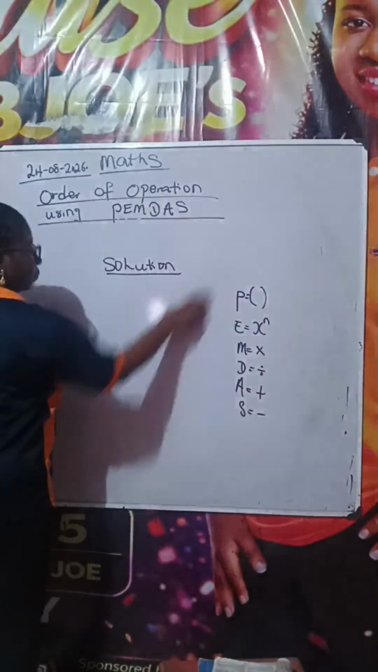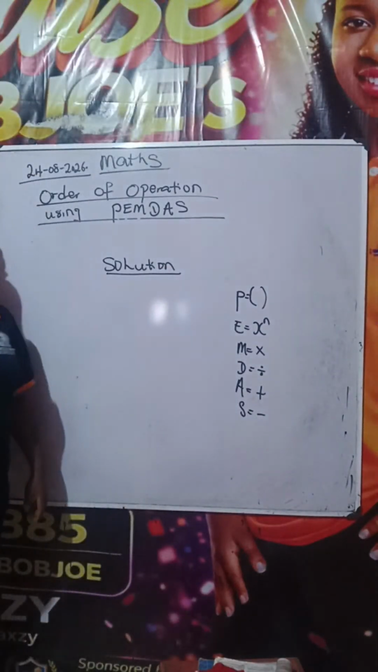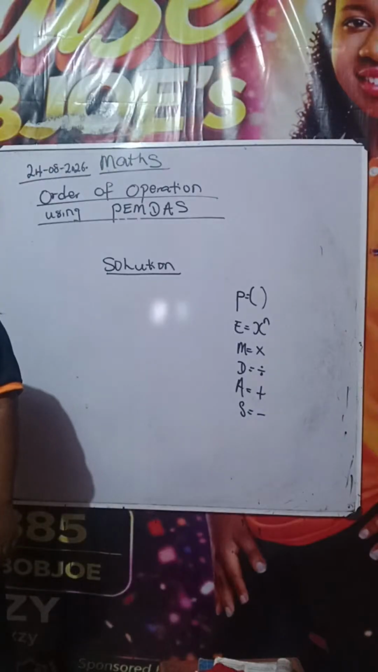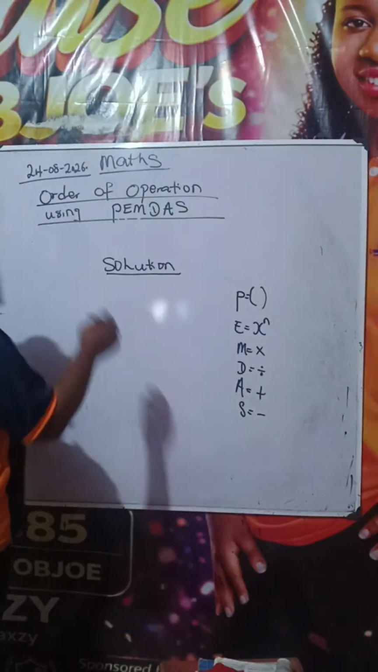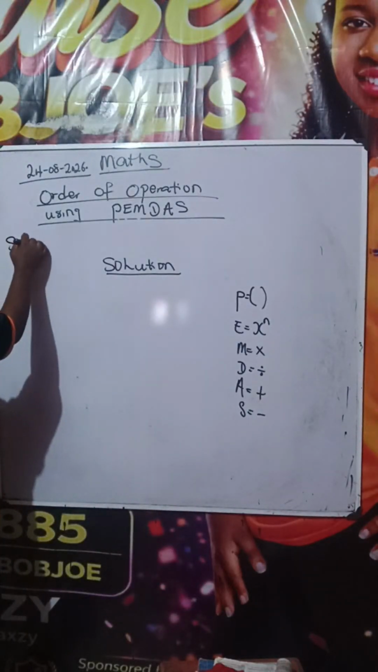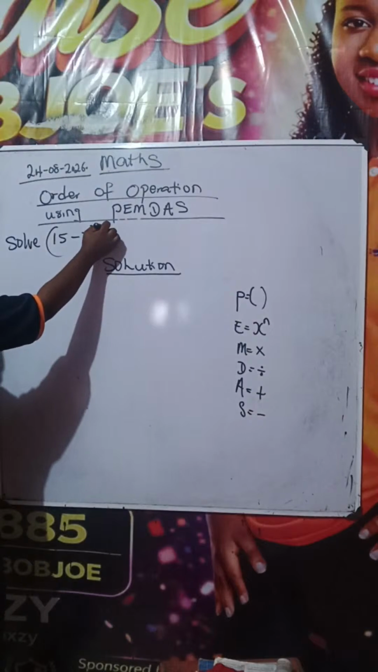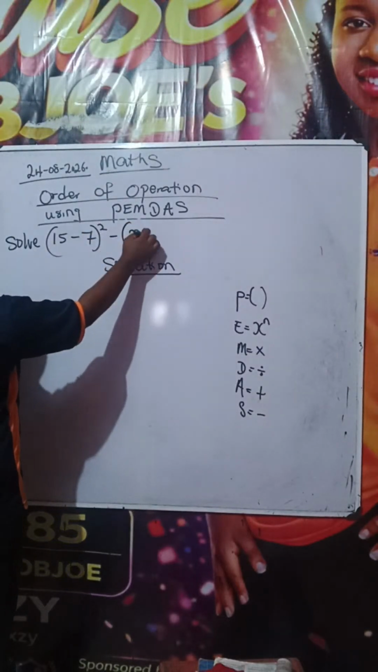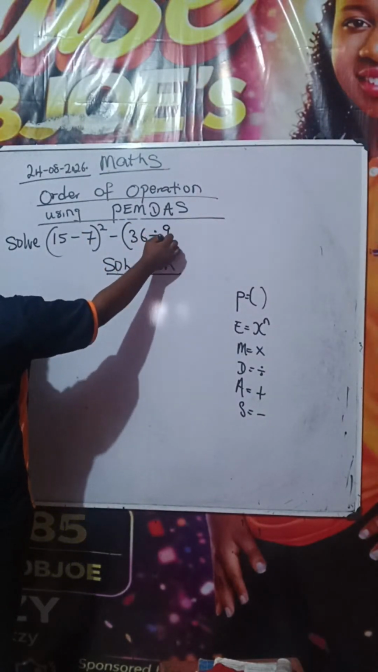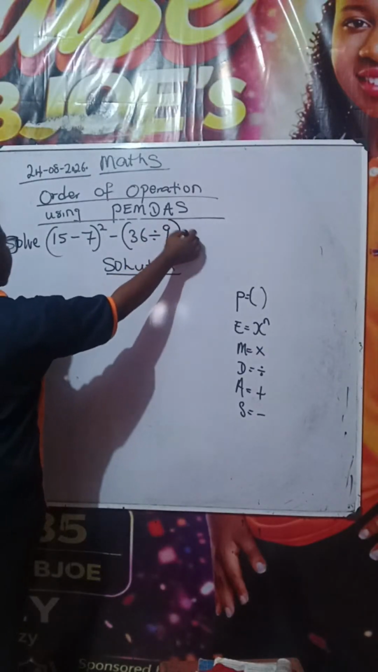So number 2, and also make sure that you are writing. Family, make sure that you are writing. We are asked to solve this: 15 minus 7 all squared, minus 36 divided by 9 times 10.